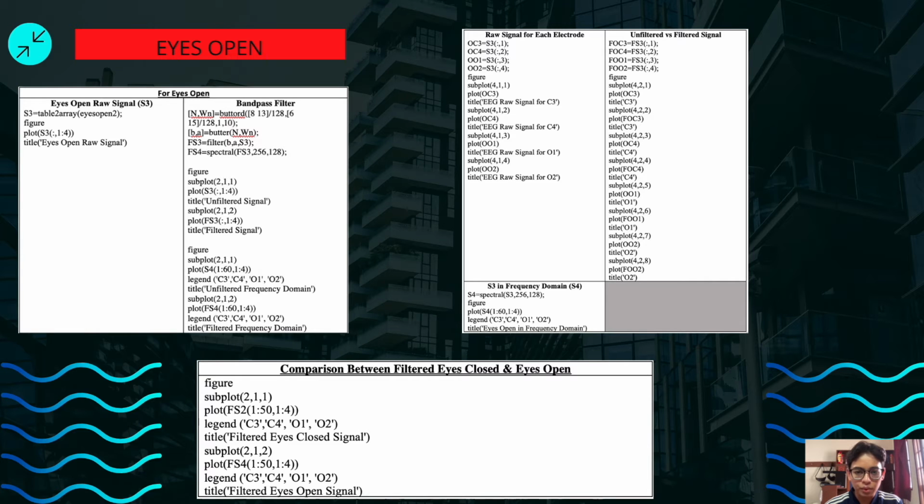Same goes for the eyes open. We define the raw signal as S3 and S4 for the raw signal in the frequency domain. Lastly, we compare the eyes closed and eyes open using the MATLAB algorithm below.